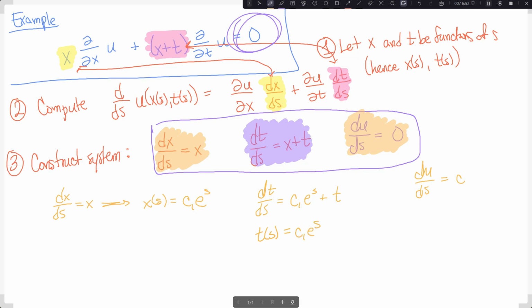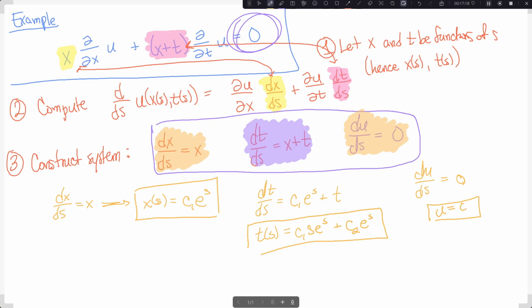c1 s e to the s plus c2 e to the s. And so now we have x as a function of s and t as a function of s. And sorry, that was equal to 0, which means u equals a constant in s.